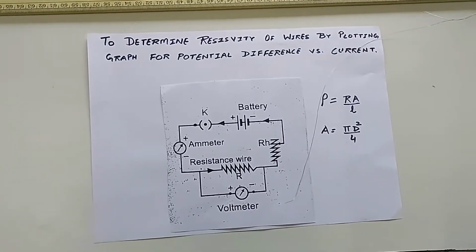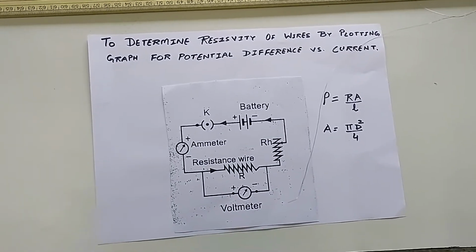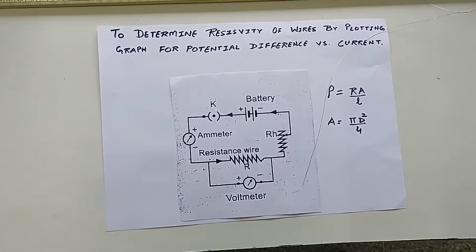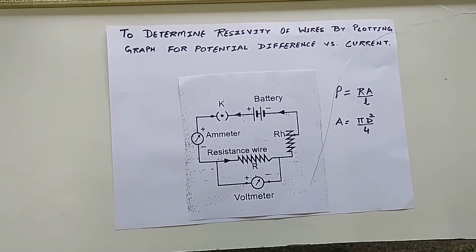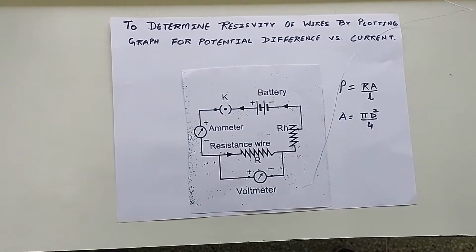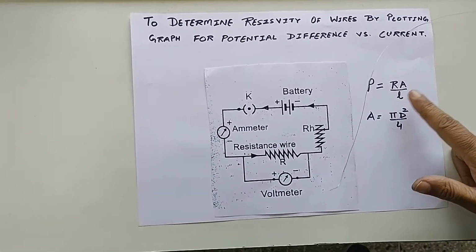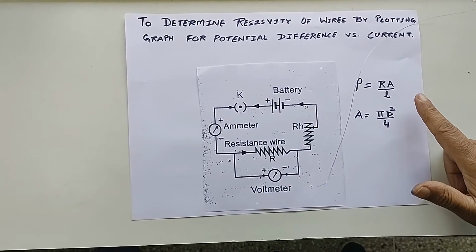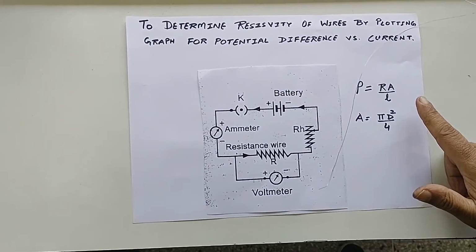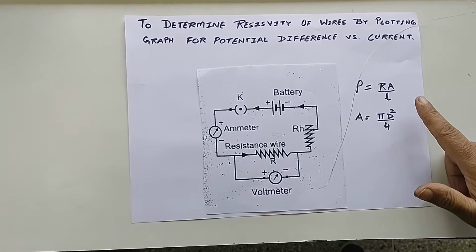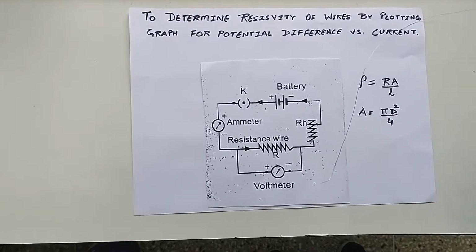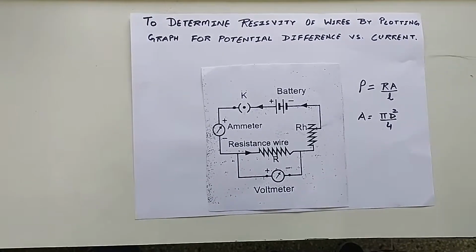Okay, so in this experiment, students, we have to determine the resistivity of wire by plotting a graph for potential difference versus current, and resistivity rho is equal to R into A by L. So we have to find resistance from the graph of potential difference versus current, and then we have to find the length of the wire and the area of cross section of the wire. And as we have taken, we have to find the resistivity of 3 wires.